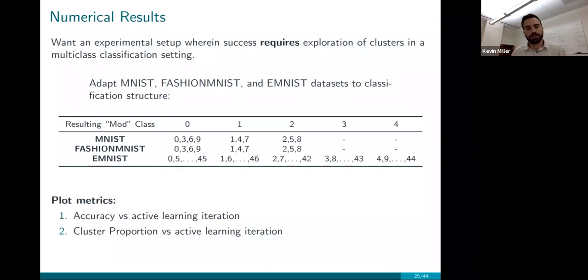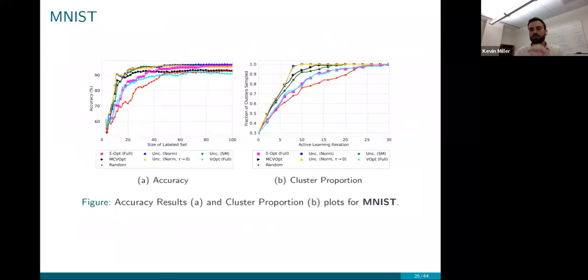So then as I go throughout my active learning process, I can monitor not only accuracy as a function of active learning iteration, but also the proportion of clusters that have been sampled from as a function of active learning iteration. And so results like that can be shown or look as follows. Here on the left, I'm showing an accuracy plot, where on the x-axis, I'm showing the size of the labeled set, also corresponding to active learning iteration.